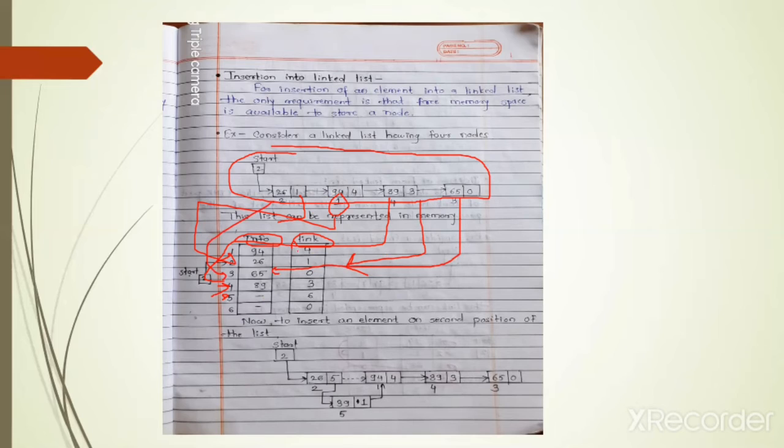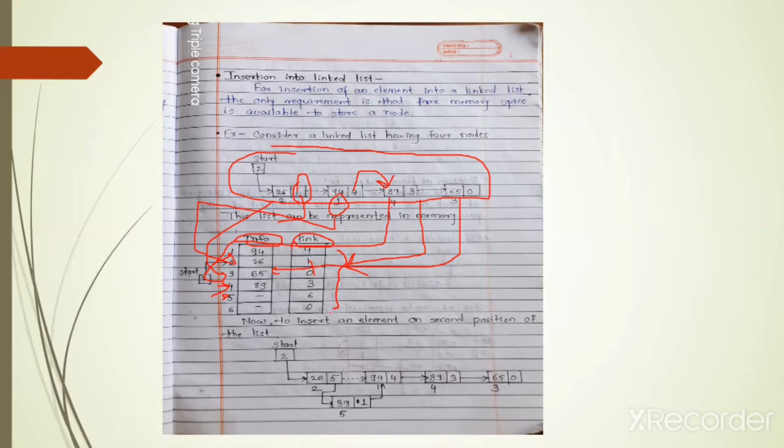And here is the link part. At node 94, it contains link of 89, that is 4. 4 is stored here. 26 contains link of 94, that is 1. 1 is stored here. And these two arrays are completed. This is how a linked list can be represented in memory.